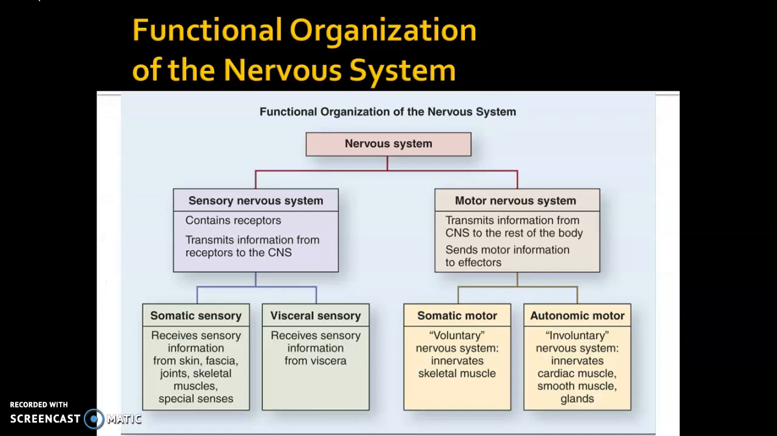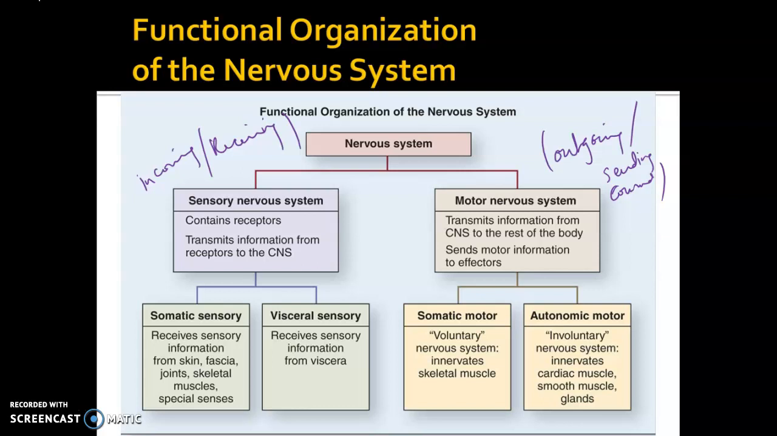So functional classification of the nervous system, we do see two components, sensory and motor nervous system. Sensory, remember, receives information, incoming or receiving information. Motor is outgoing or sending command. So if you look at the sensory nervous system, it is made up of the receptors that carry the information towards the central nervous system. The sensory nervous system can be divided into two components.